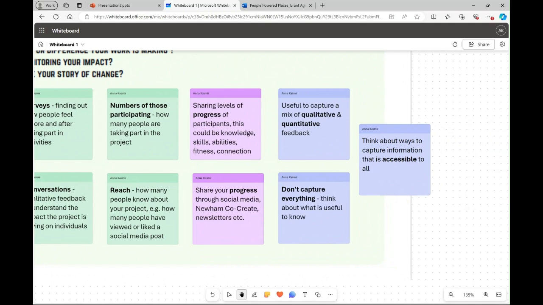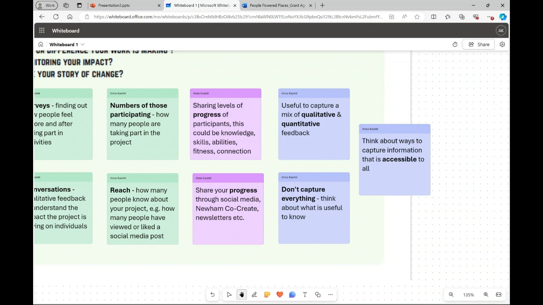Some of the interesting discussion points we were having were around the importance of capturing qualitative and quantitative feedback. Quantitative is that more statistical, numbers based information. That could be numbers of people that you have reached. Or it could be, for example, you do a survey and you say, do you agree or disagree with X, Y, or Z? So, for example, you could say, do you agree or disagree that your confidence has increased through taking part in this project?